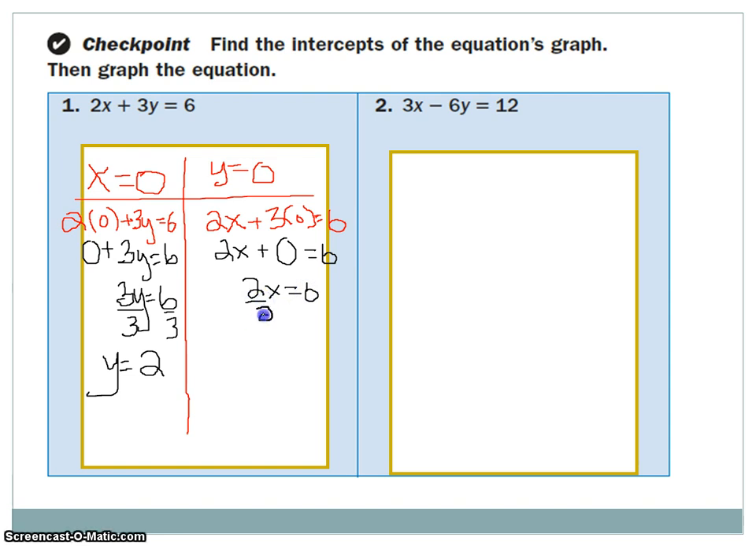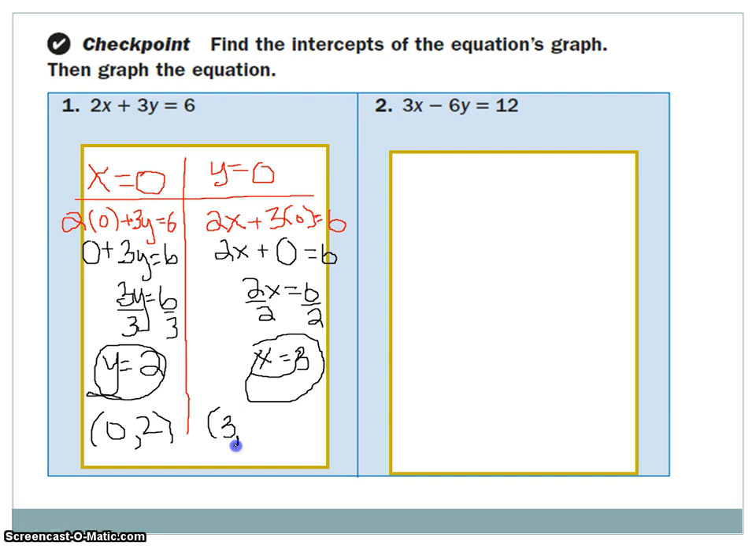Divide by the coefficient. You're trying to isolate the variable. 6 divided by 2 is 3. This is your x. Again, you have two separate problems, two separate answers. You then need to graph this. Remember, this is y equals 2. So x is 0, comma, 2. And on the right side, x is 3. 3, comma, 0. Again, 2 points that you have so that you can graph. Here's the graph.